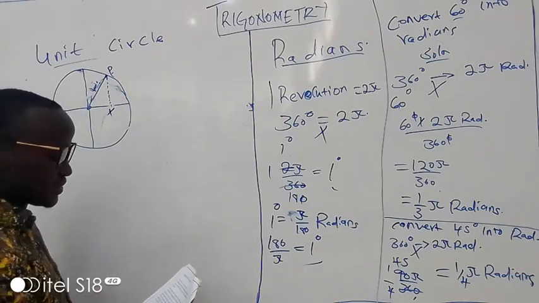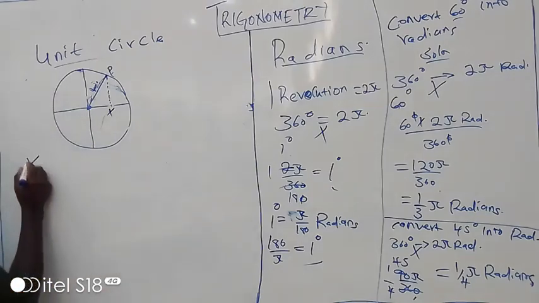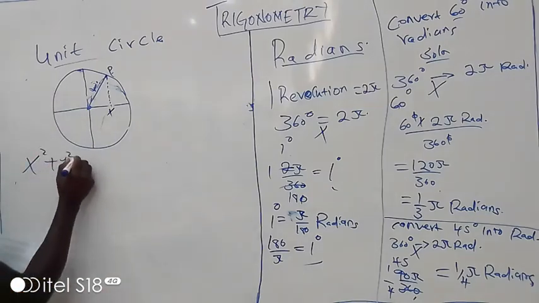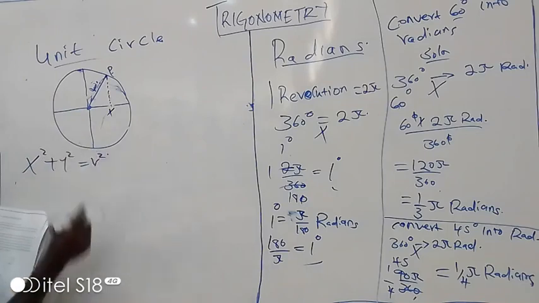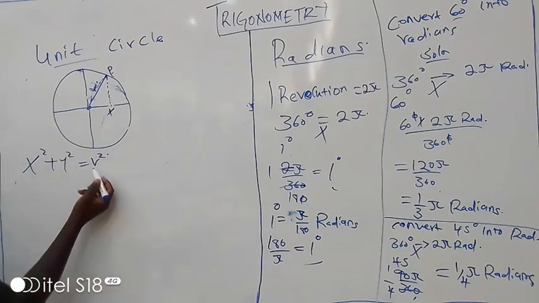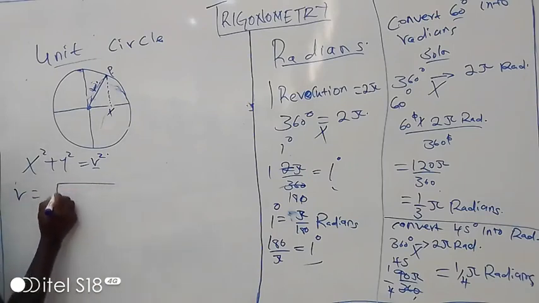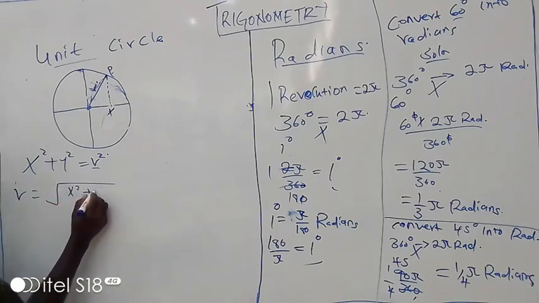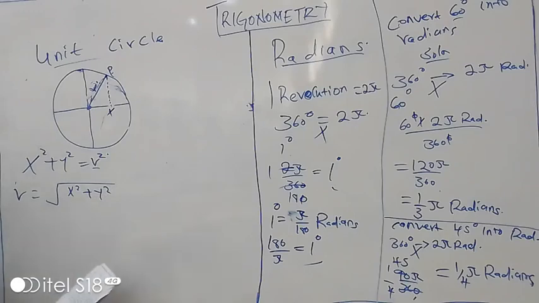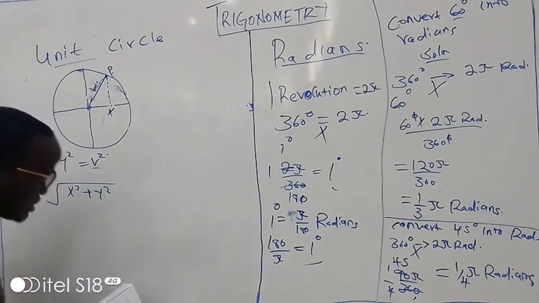So Pythagoras theorem tells us, as you all know, that x squared plus y squared is equal to r squared. Therefore, if you want to find r, you can take r equals the square root of x squared plus y squared. And the 6 trigonometric functions can be used to find the ratios of the lengths.